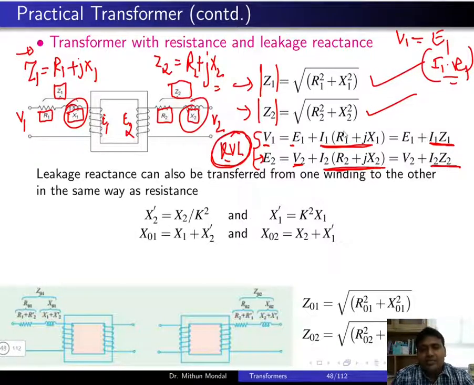The resistance is due to the copper winding resistance, and X1 and X2 are basically the leakage due to the net flux flowing through the air. Now again the problem of equivalent impedance calculation will be there, because we have found the equivalent resistance. So what is the equivalent reactance then?